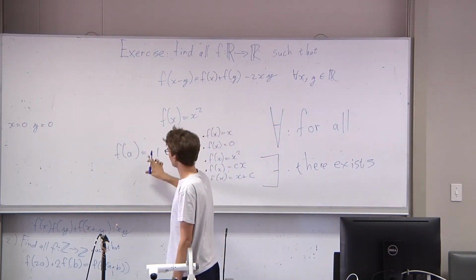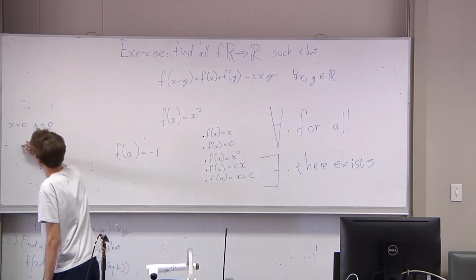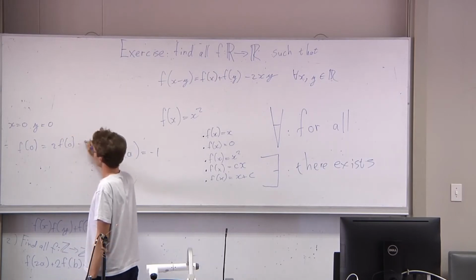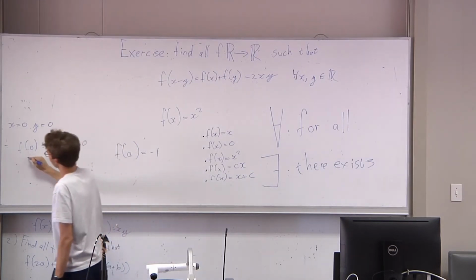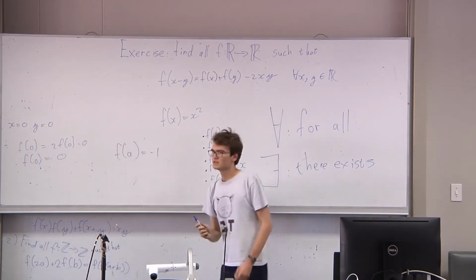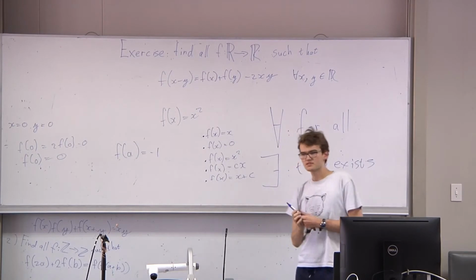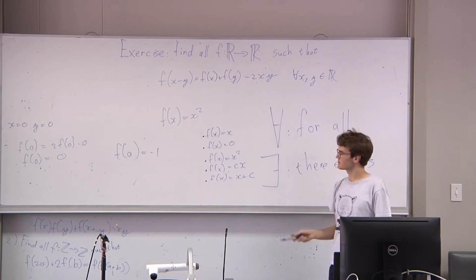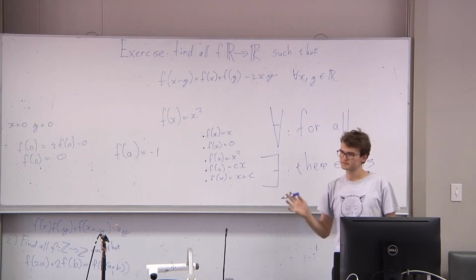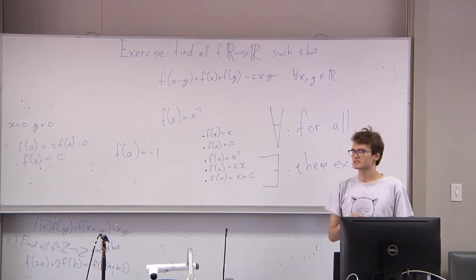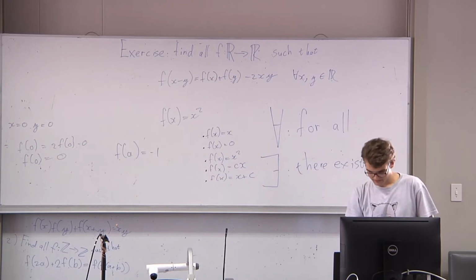Okay, so you get f of 0 is 2 times 0 minus 0. And you can simplify that to get that f of 0 has to be equal to 0. So what that tells you is that for every possible solution to the functional equation, it must be true that f of 0 is 0. Sometimes that's useful, sometimes it's not. In this case, it is.